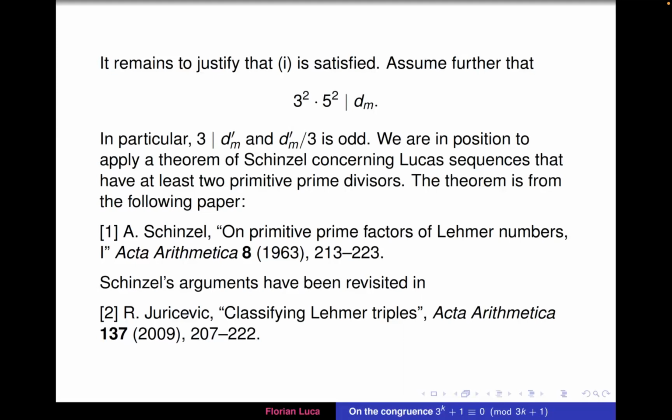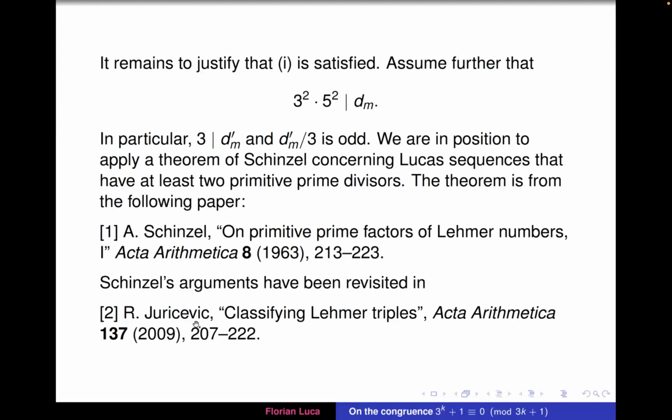But work of Schinzel from 1963, for example, he wrote a sequence of papers, and the one that I'm citing there is the first one in the sequel, in which he proves that under certain assumptions, not only do you get one primitive prime factor, but you can get 2, you can even get 4, you can even get 6 in some cases. For us, we only need 2 of them.